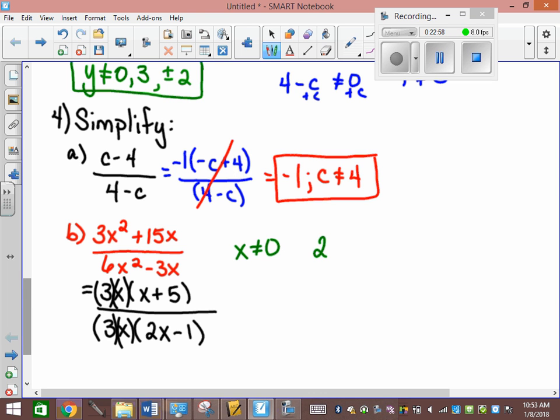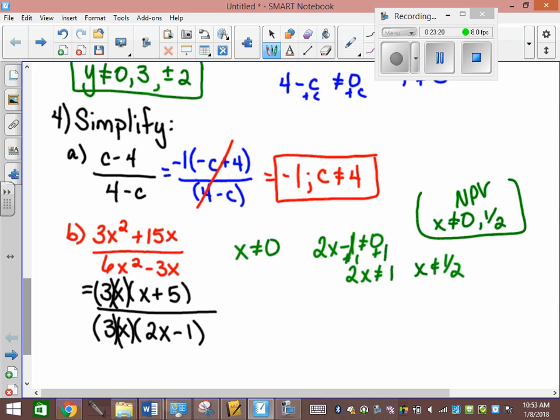I say 2x minus 1 cannot equal 0. Add the 1 over. 2x cannot equal 1. And x cannot equal half. X cannot equal 0 or a half. Now I have my NPVs stated. I can cross off the x, I can cross off the 3, and I can cross off the x. And the x here? No.